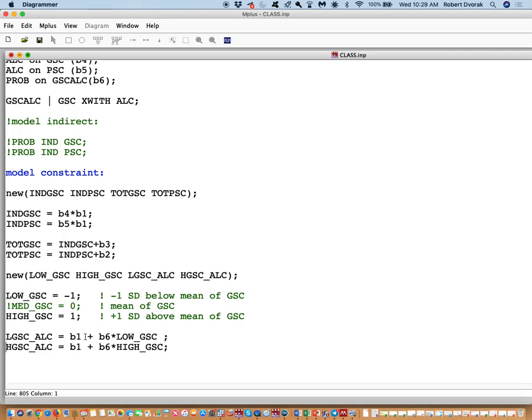And that is just saying B1. B1 is our relationship between alcohol and problems, plus B6, which is our interaction, times low good self-control, and our interaction times high good self-control. We don't need to do times mean self-control because that's what this effect is already, right? It's when good self-control is held constant at 0 and when alcohol is held constant at 0. So this is going to tell us what those simple slopes are at high and low levels.